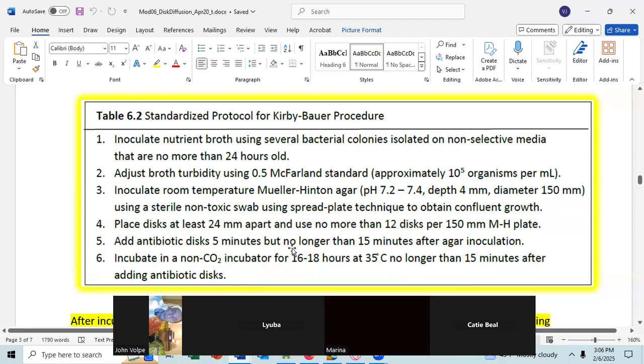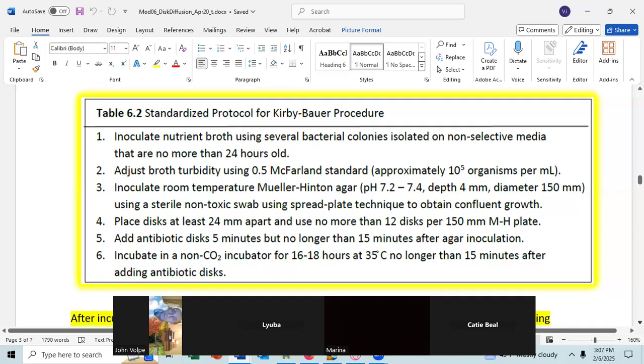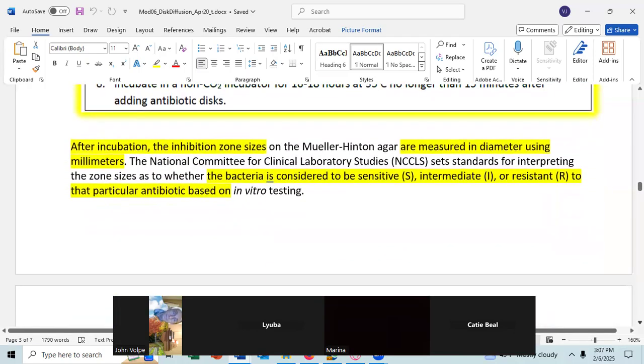Once again, it's just to standardize so that we don't have an effect on the zone of inhibition from when you put on the antibiotic disc. The same with the CO2 incubator. And then obviously the size of the zone of inhibition can be determined by how long you've grown the disc. So we always do it between 16 and 18 hours, as well as the temperature is always at 35 degrees C, which can also affect the zone of inhibition.